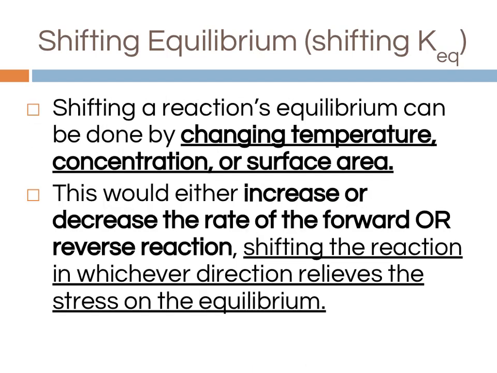Some ways we can shift the equilibrium of a reaction are the same ways we can increase and decrease the reaction rate itself. We can change the temperature, we can increase or decrease concentration, we can increase or decrease surface area, and those things would shift it in one direction or the other. We are ultimately going to lead to an increase or decrease in the rate of the forward or the reverse reaction. Okay? So increasing temperature, concentration, and surface area increases reaction rate.